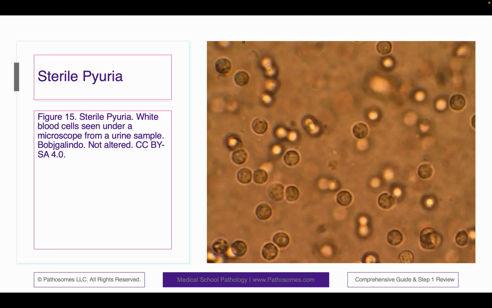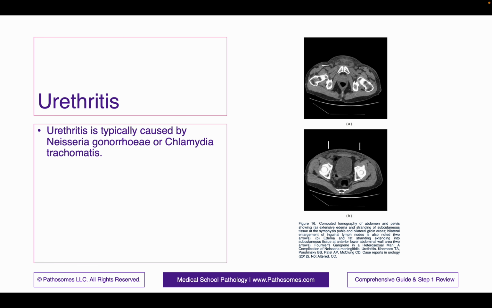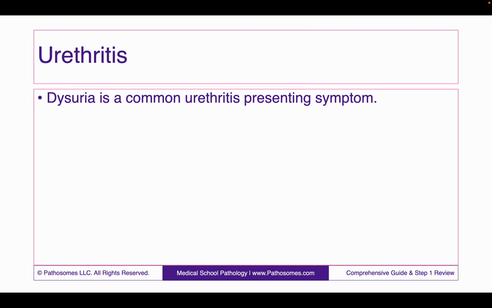Again, with sterile pyuria, you will see white blood cells utilizing a microscope of the urine specimen, at least 10 per high power field. Now let's talk about another common entity that you must be aware of: urethritis. Urethritis is typically caused by Neisseria gonorrhea or Chlamydia trachomatis, right? You must know that. Dysuria is a common urethritis presenting symptom.